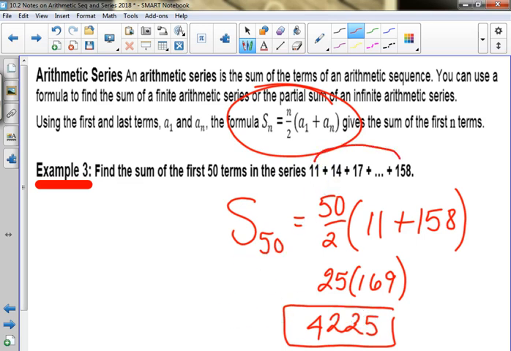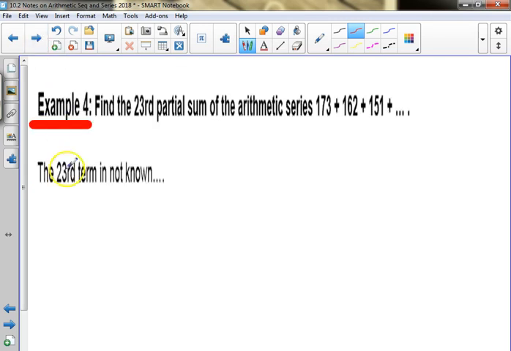Again, if you added 11 in this one, you'd get 169. If you added 14 and 155 that came right before that, you'd get 169. And because there's 50 numbers, there's 25 pairs that add up to 169. All right. Find the 23rd partial sum.